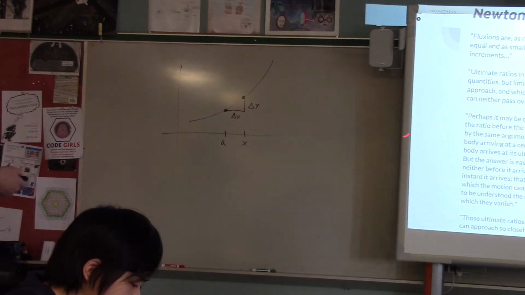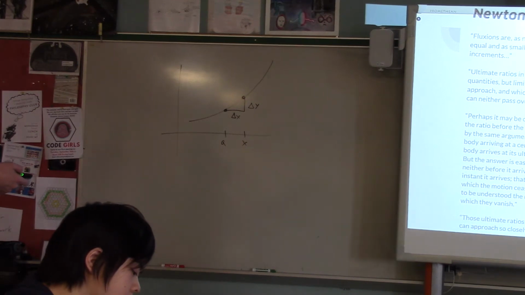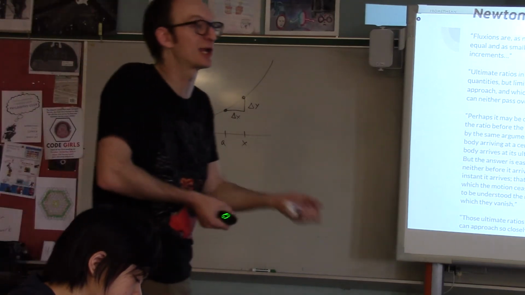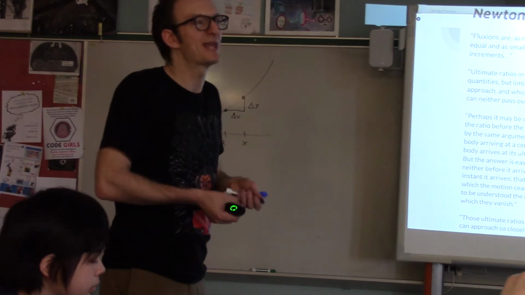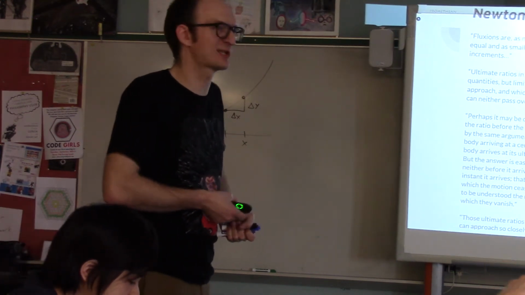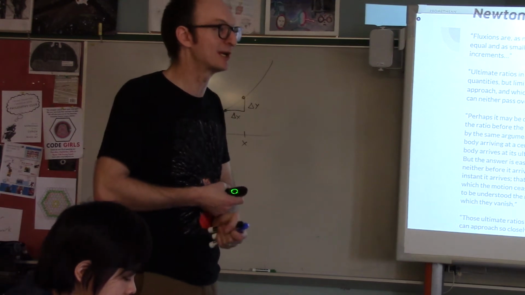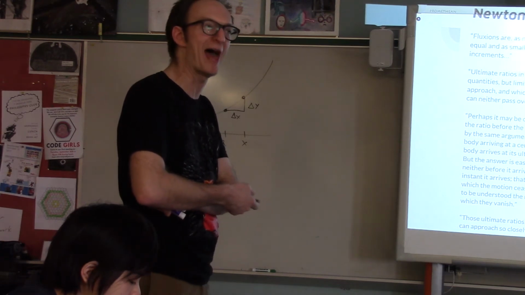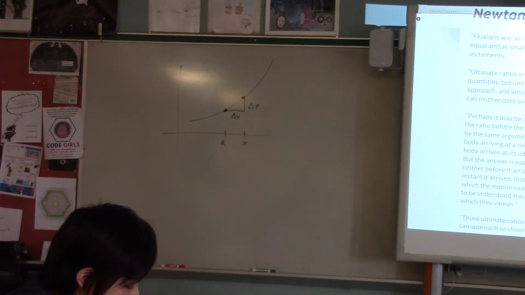Now he says, perhaps it may be objected that there is no ultimate ratio of evanescent quantities. Yeah, I do object to that. Because the ratio before the quantities have vanished is not ultimate, true. And when they have vanished, it is none, also true. But by the same argument, it might as well be maintained that there is no ultimate velocity of a body arriving in a certain place. Okay, so here he argues that, yes, this is kind of on the face of it incoherent, but so is the very concept of instantaneous velocity, if you think about it. But we seem to be okay with that. Do you see how the physics is sort of wrapped up in the calculus? Okay, good.